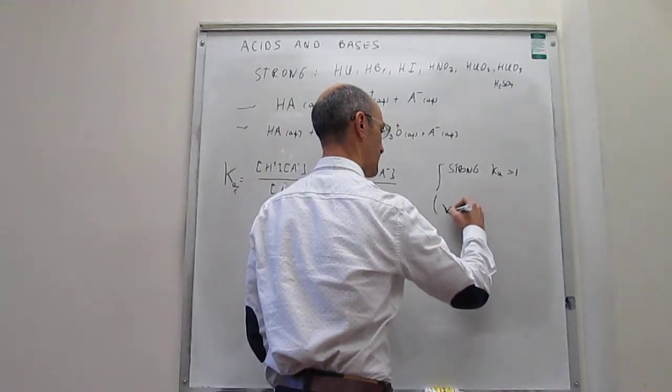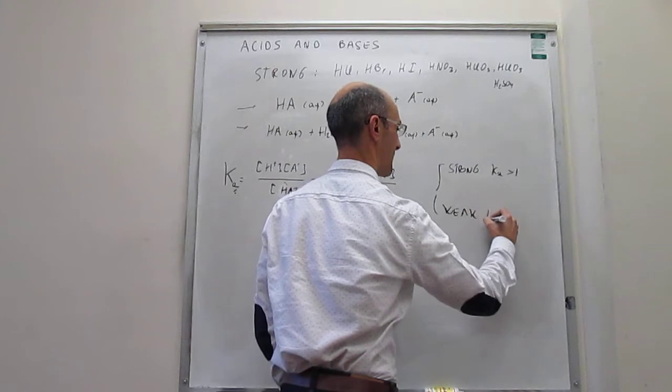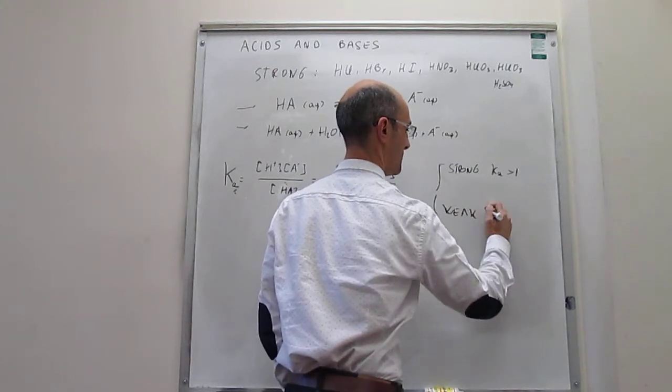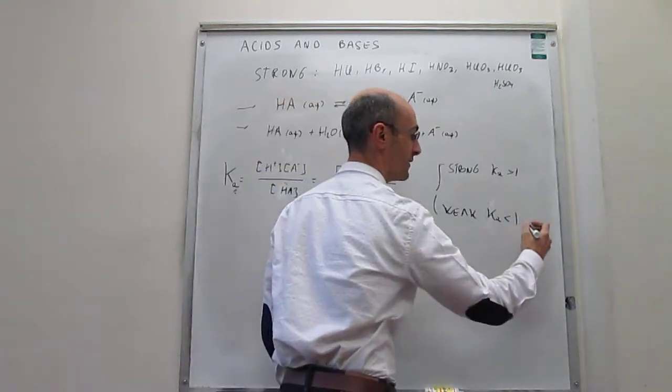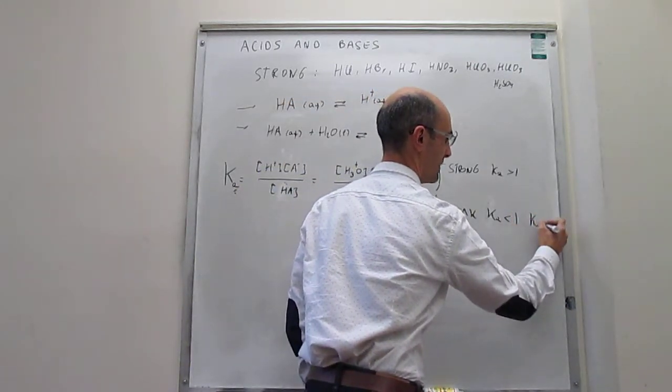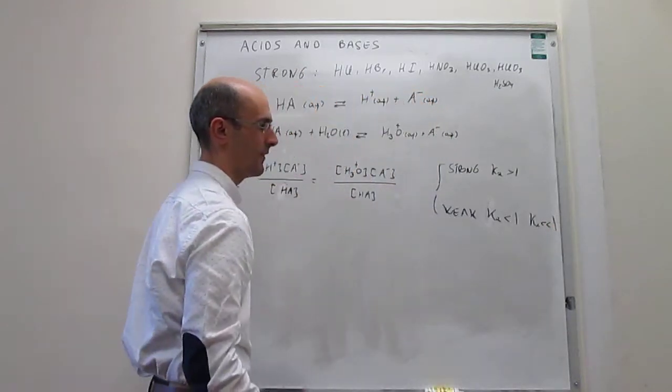If the acid is weak, then what will happen is that this K sub A is going to be less than 1, so you will have mostly unreacted acid at equilibrium, and often this K sub A is going to be much lower than 1.